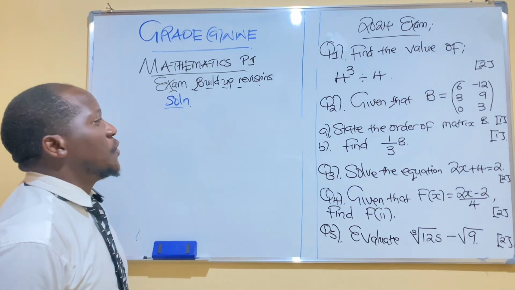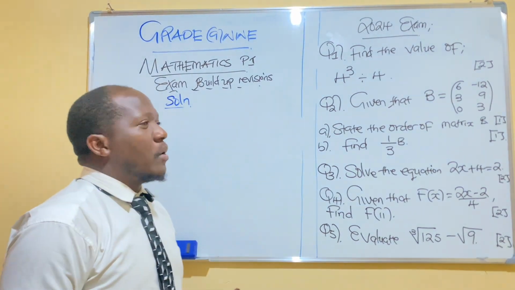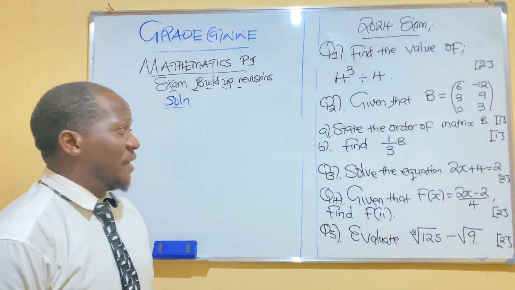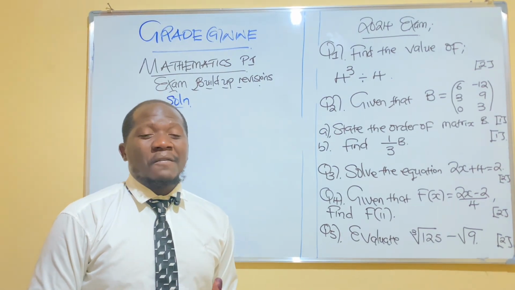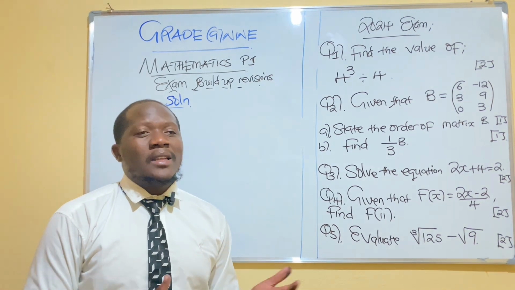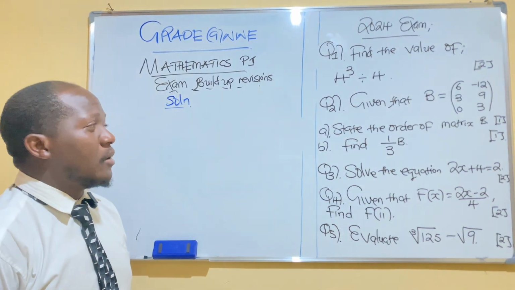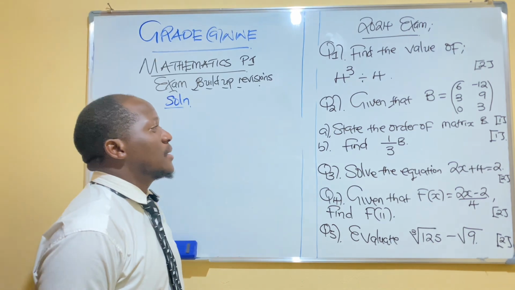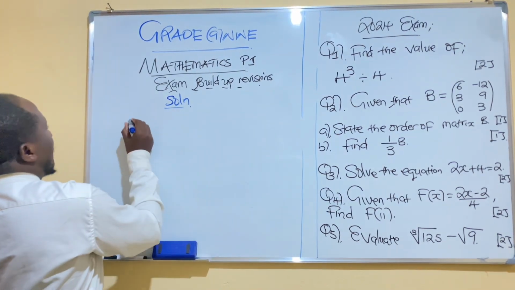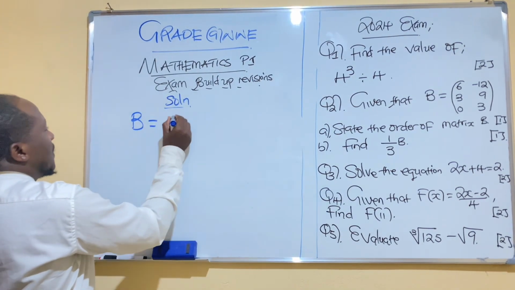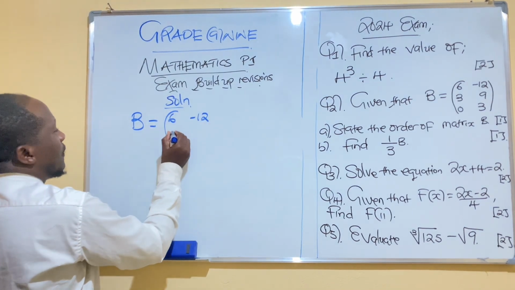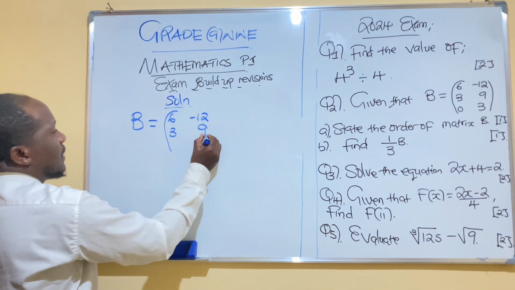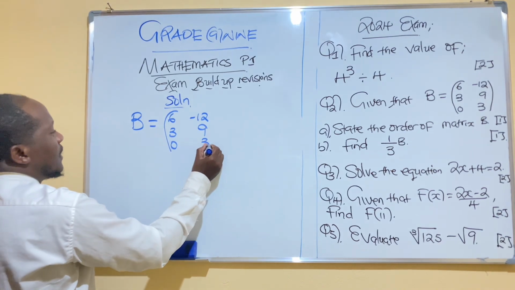Then moving on to question 2, we're going to embrace the concept of matrices. A matrix is a rectangular arrangement of numbers, and numbers in a matrix are called components or elements. In this case, we have matrix B, which is written as 6, negative 12, 3, 9, 0, 3.